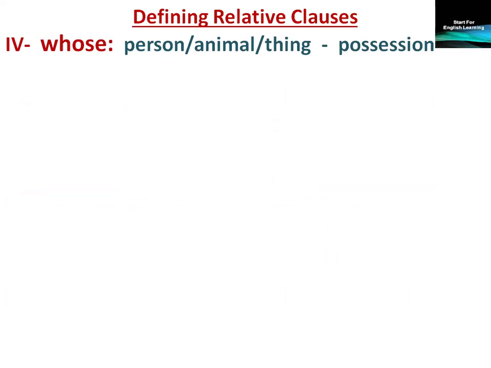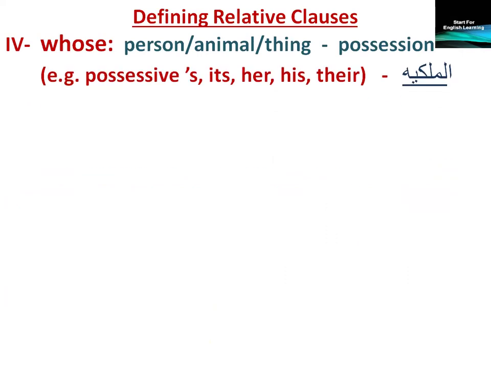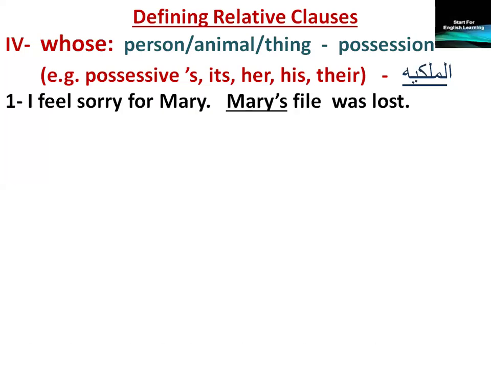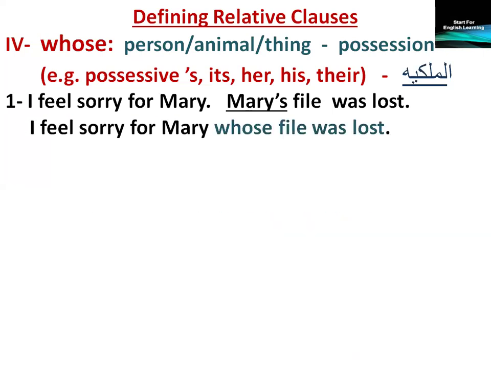Number 4: whose. It refers to a person, animal, or a thing, and it takes the place of a possessive, like Mary's, or its, or her, or his, or their. Example 1: I feel sorry for Mary. Mary's file was lost. The answer: I feel sorry for Mary, whose file was lost. Whose replaces Mary's.